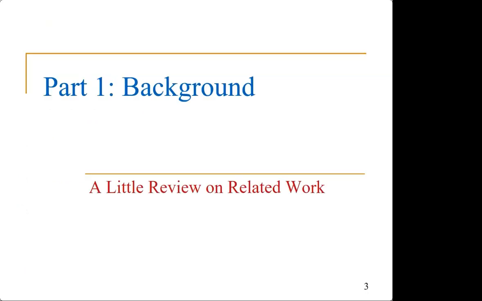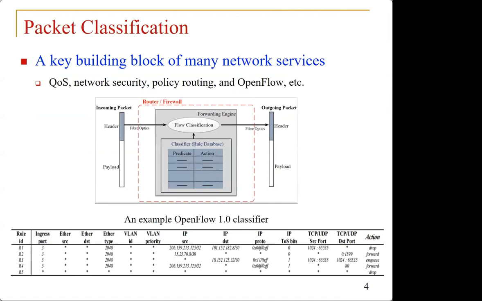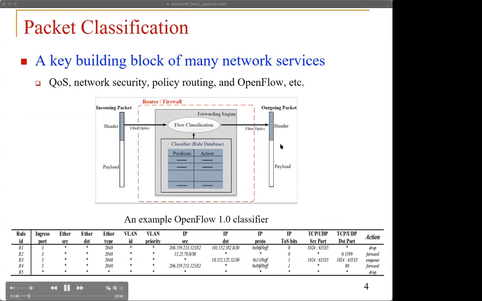First, I would like to introduce the background of our research. Packet classification is a key building block of many network services, such as quality of service, network security, policy routing, and OpenFlow. A packet classifier contains a list of rules, each consisting of multiple match fields and an action to be taken when a packet matches. The purpose of packet classification is to find the rule that an incoming packet matches from the list of rules, as shown in this figure. The table shows an example OpenFlow classifier. We can find that there are 12 fields.